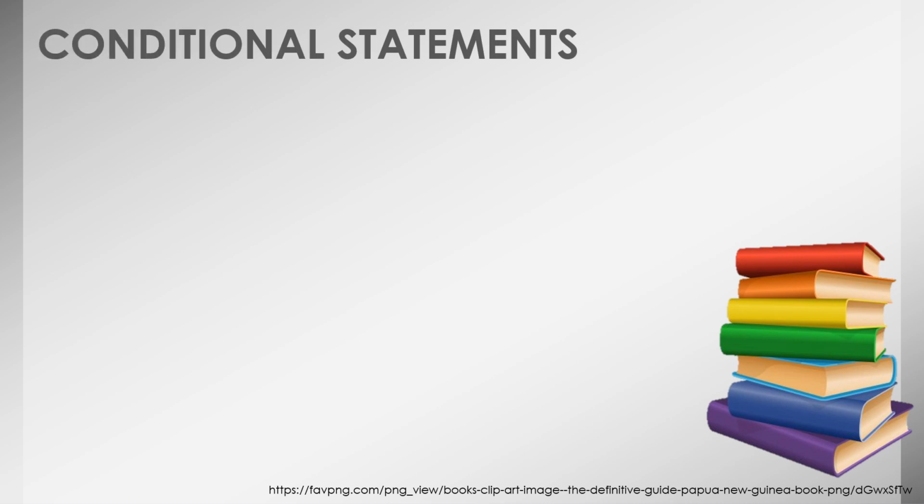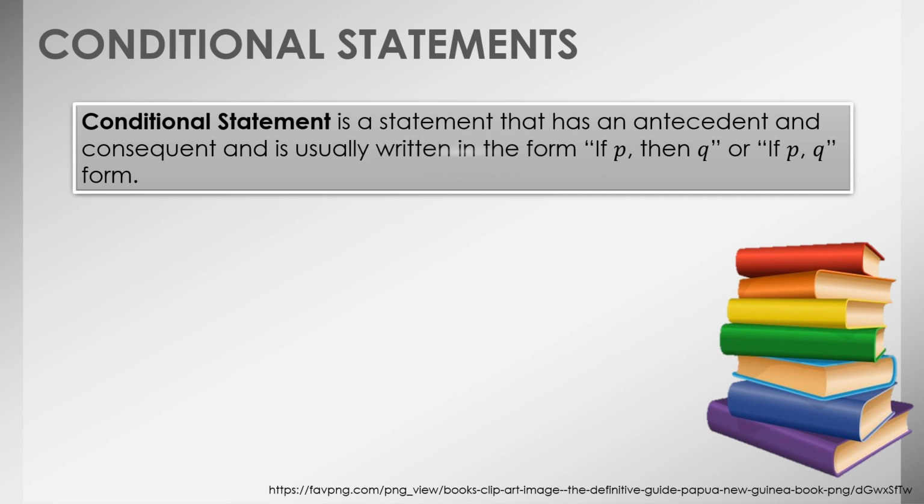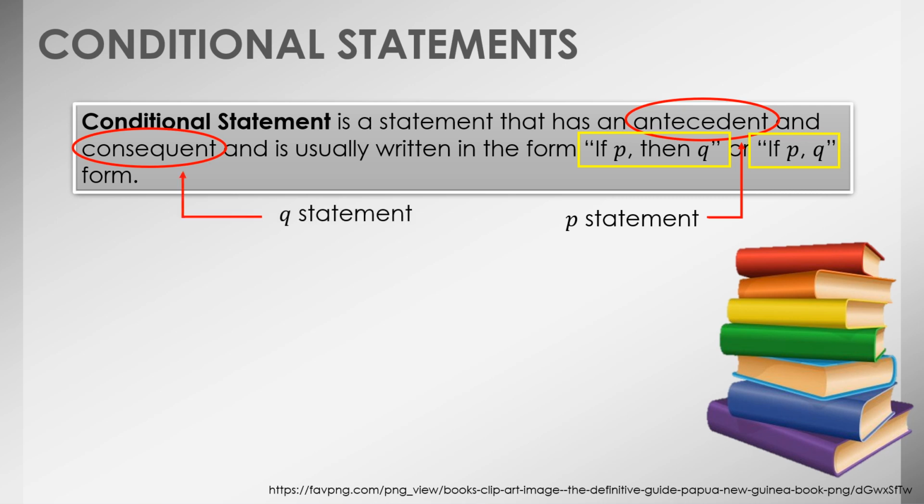Moving on to the next topic, we are now ready to discuss the fourth type of statement, that is, the conditional statements. A conditional statement is a statement that is divided into 2 parts, the antecedent and the consequent. As we introduced earlier, conditional statements make use of the connective if-then. Also, these statements are usually written in these forms, where the antecedent is represented by the P statement and the consequent is represented by the Q statement.